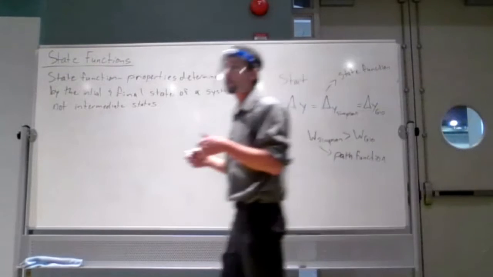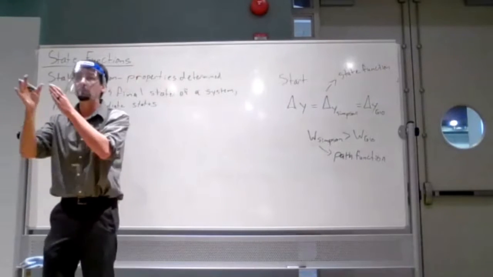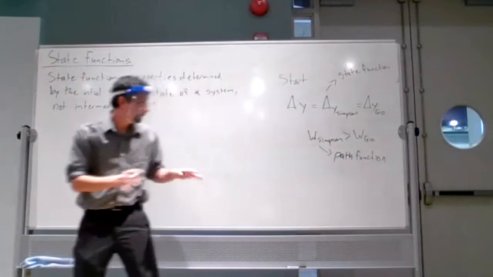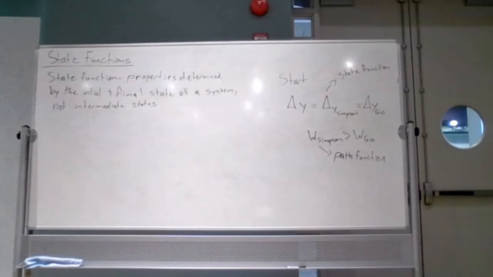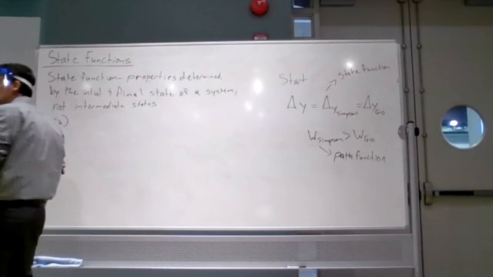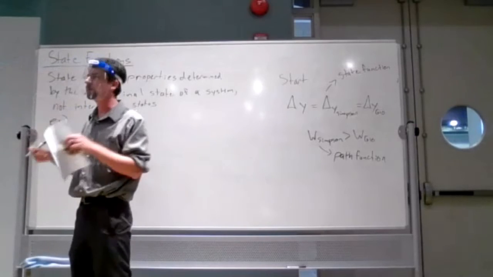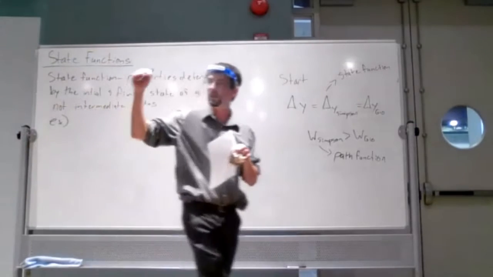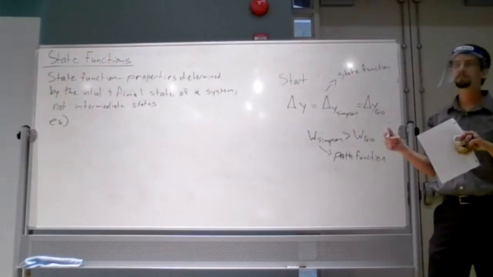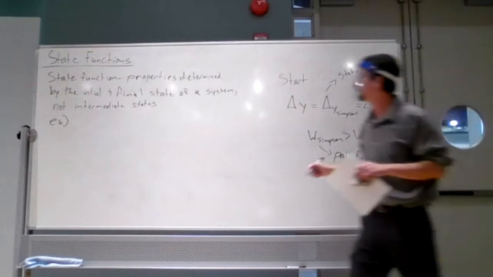Okay, and that's a very important point because in thermodynamics, some properties are state functions, some properties are path-dependent functions. Most of the ones we'll deal with in this class are state functions. So as an example, could you give me another example of a state function where it only depends on the initial and the final state? Yeah, temperature.